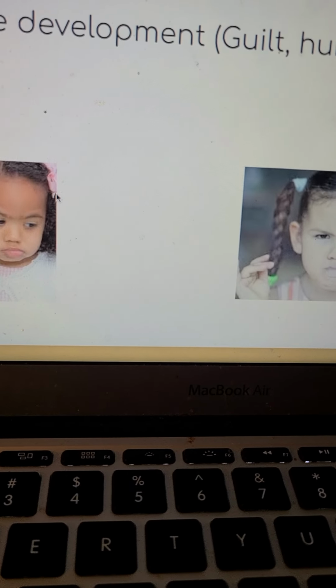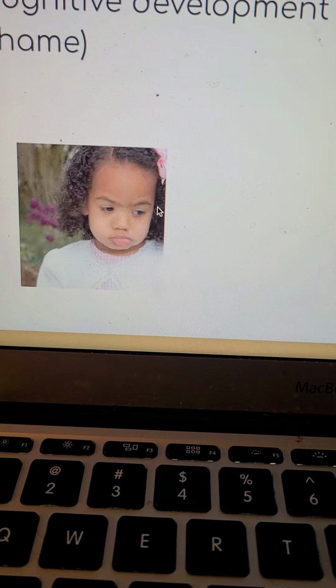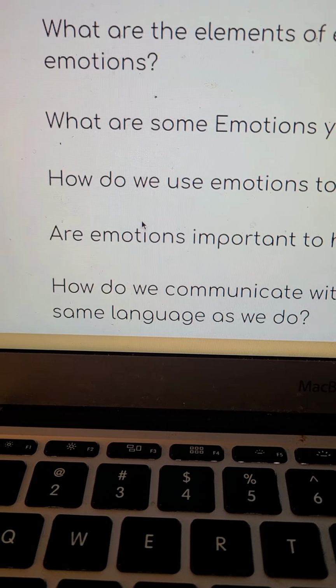What's the difference? In the other slide, we show basic emotions are the ones in babies. In these ones, toddlers. And that's what's helping them remember the pictures.